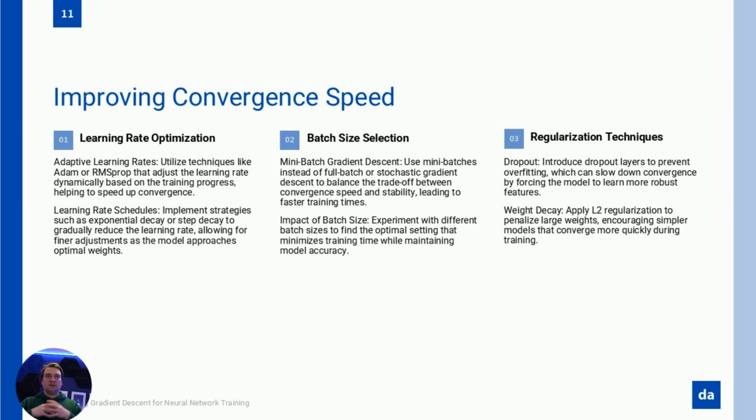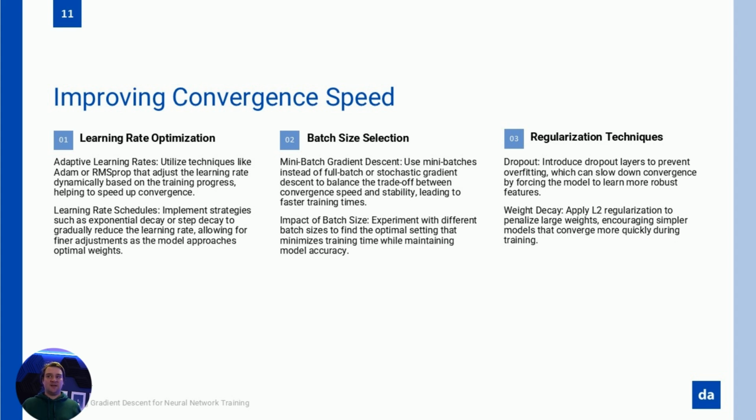Implement learning rate schedules such as exponential decay or step decay. These gradually reduce the learning rate as the model gets closer to the minimum, allowing for finer adjustments and better precision. Next up is batch size selection.